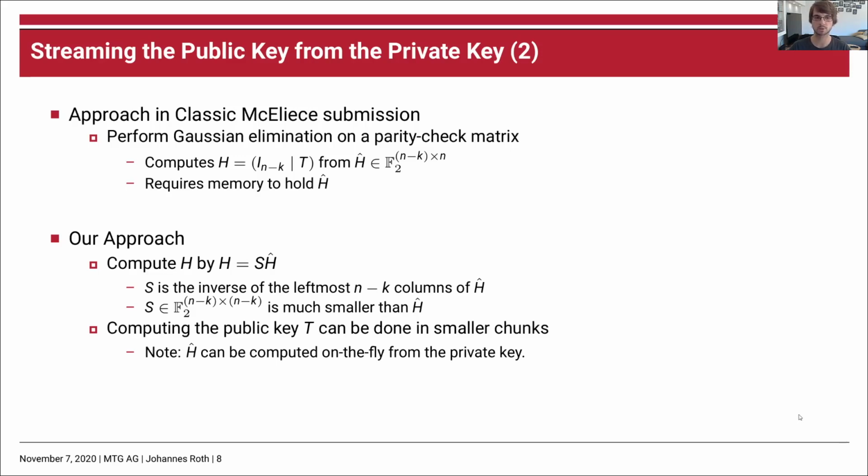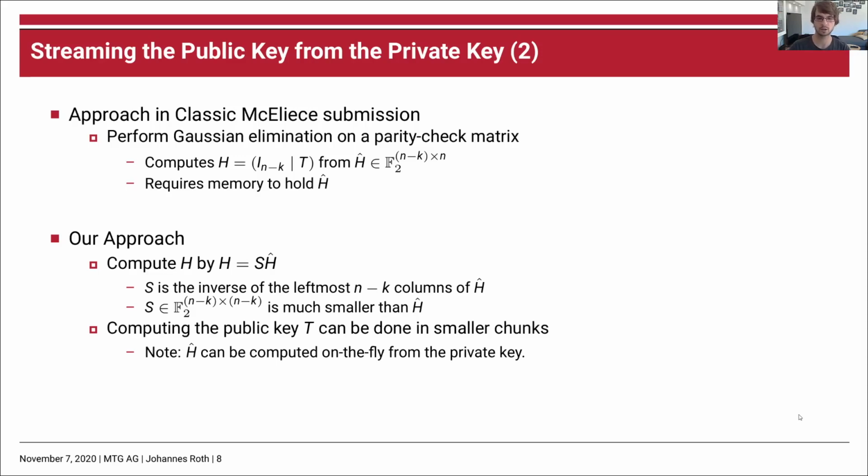What we do for our approach is we look at the problem from a slightly different angle. We express the result of the Gaussian elimination by the equation H equals S times H-hat. This is actually the same as doing the Gaussian elimination, where S is the inverse of the leftmost n-k columns of H-hat. And realize at this point that S is also much smaller than H-hat, since it's only the first n minus k columns. With this approach, we can now compute the public key T in smaller chunks. Just take S as a given at this point. We will get into how we compute S later on.